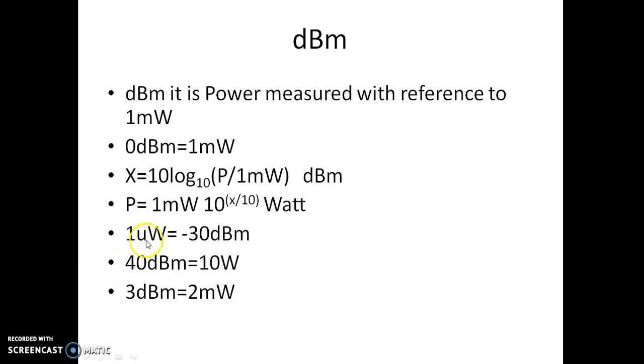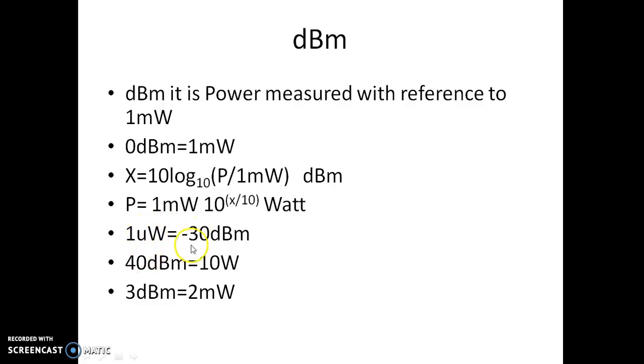Similarly, we can express the watt in terms of dBm. As we know, 1 microwatt, so we are substituting this P as 1 microwatt. So it is 1 microwatt divided by 1 milliwatt, which happens to be a ratio of 1 milli. So 10 log to the base 10 of 1 milli happens to be minus 30 dBm. Meaning we are expressing very small powers in terms of dBm.